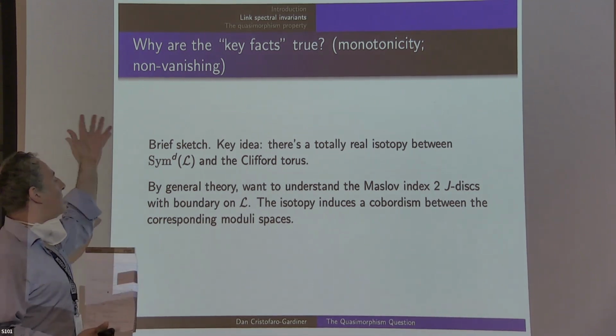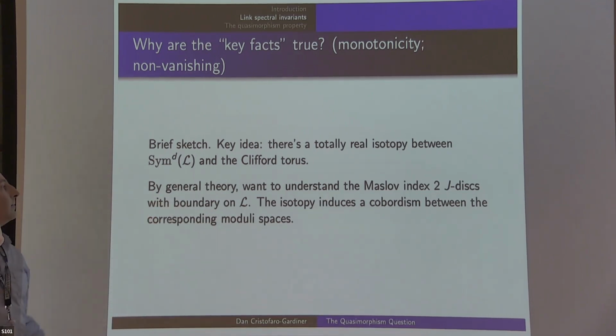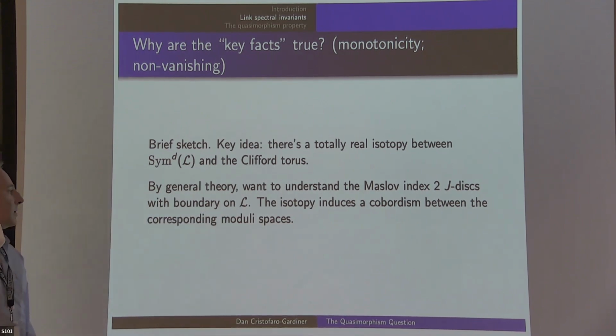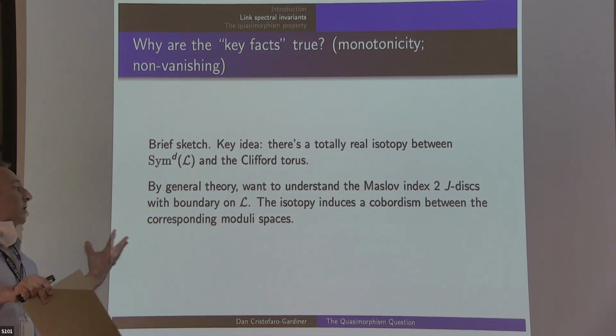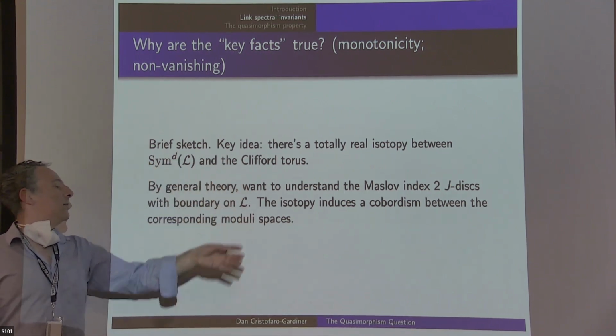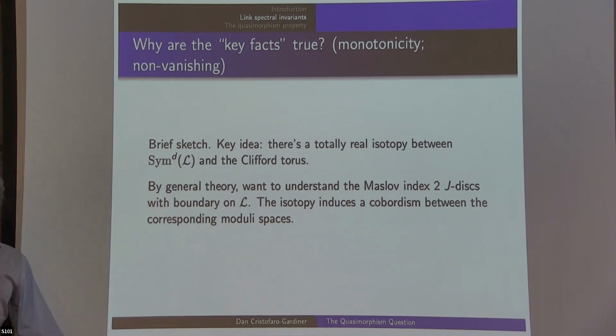Now, how do you show non-vanishing? Well, I just wrote general theory here. I can elaborate to some degree. It turns out that what you really want to understand are the Maslov index 2 J-holomorphic disks with boundaries on, sorry, I should have written the Clifford torus. The basic idea is that this isotopy induces a cobordism between the corresponding moduli spaces. So in other words, you can just reduce to the case of the Clifford torus, where there's already a paper computing the relevant Maslov index 2 disks.